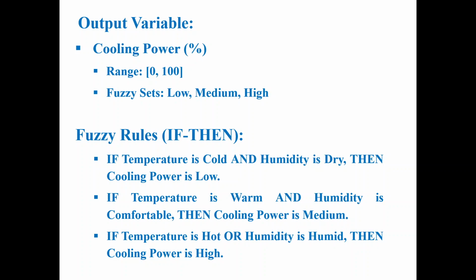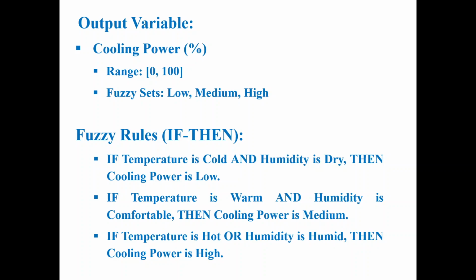Then for us to be able to tell the inference engine what to do, there is need for us to come up with rules. These are the rules here using if-then statements. The rules here are three: number one, number two, number three. That is, if temperature is cold, then we use the logic AND, and the humidity is dry, then automatically the cooling power should be low because the temperature is already low.